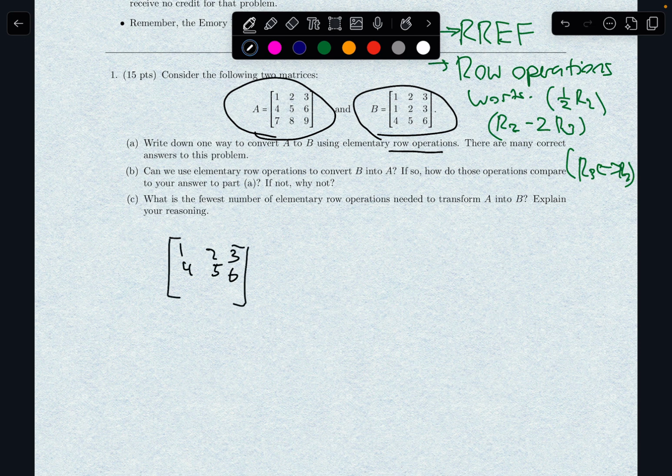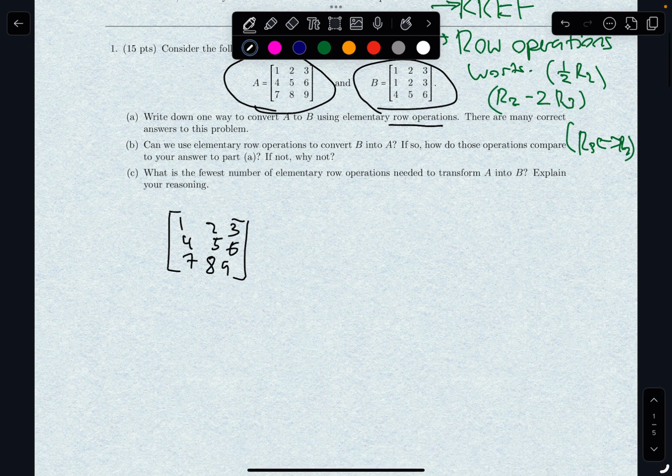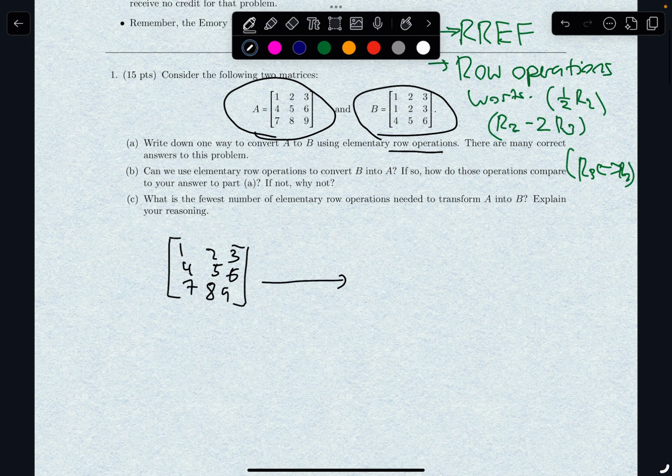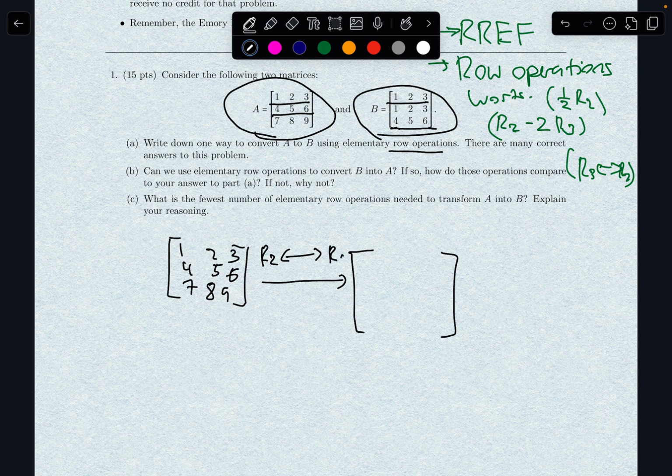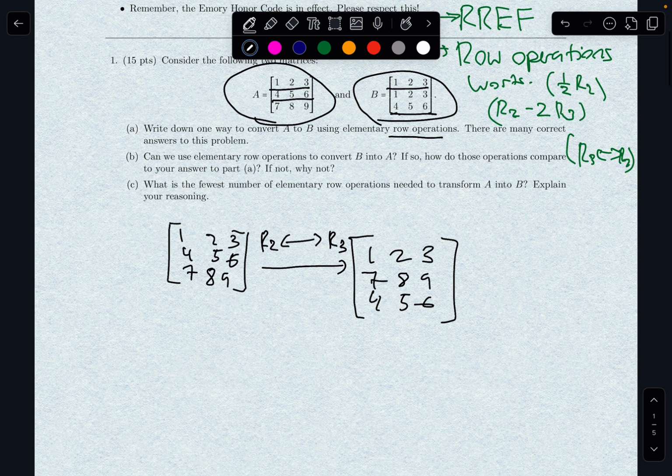And so how we're going to go about this is the following. What I would think about is, well, we see that this row and this row are the same, so we're probably going to want to keep that there. But this and this are also the same. So the first thing we're going to do is switch row 2 with row 3. And that's going to give us 4, 5, 6, 7, 8, 9, 1, 2, 3.